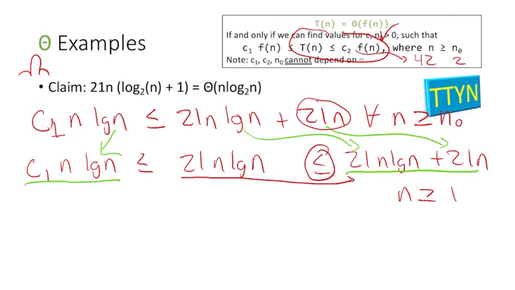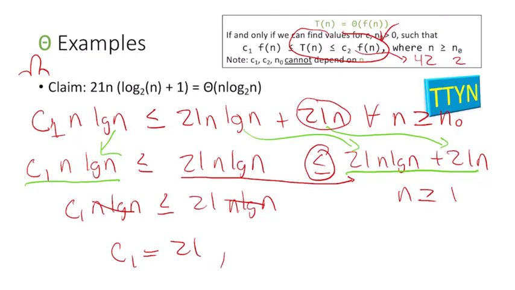So now we can say that C1 n log n is less than or equal to 21n log n. We can divide the n log n out, and we can say C1 is equal to 21. We had C2 was 42, and we have n naught equal to 2 from our big O proof, because if n is greater than or equal to 2, it's certainly greater than or equal to 1.